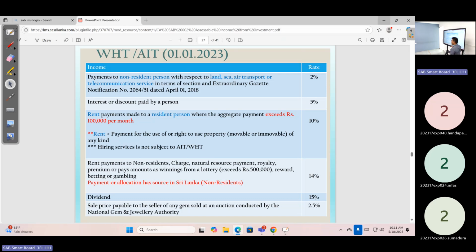The same thing, right? Intangible assets and intellectual property are categorized under royalty, and it goes to 14%. In the other case, rent has its own tax rate of 10%. Dividend has its own tax rate of 15%. The sale price payable to a seller of any gem sold at auction conducted by the National Gem and Jewellery Authority has its own tax rate of 2.5%.